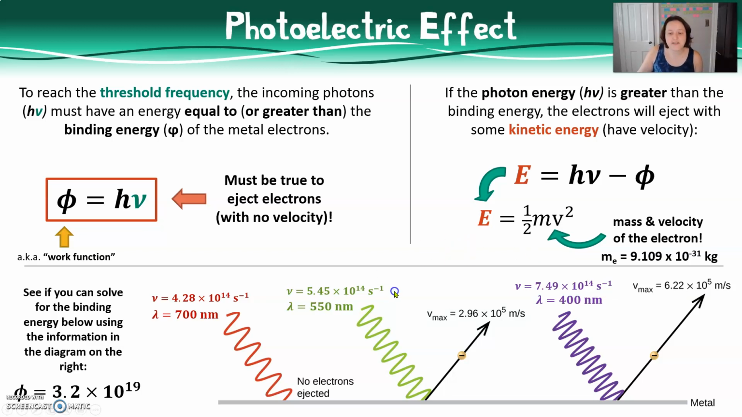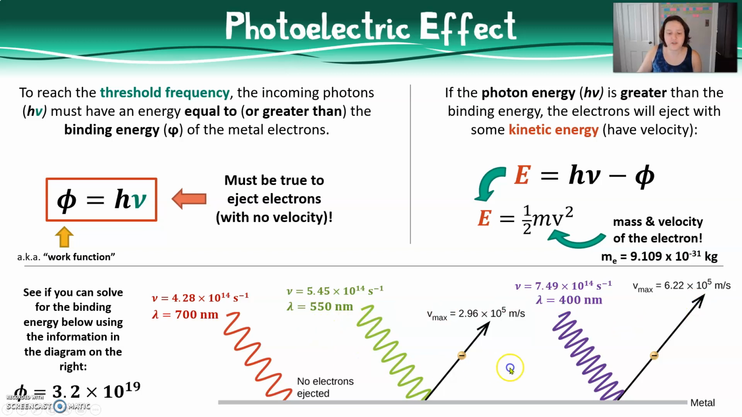Now, at the bottom of this slide, we see several different wavelengths of light directed at a metal surface, and in the case of the red light, no electrons are ejected because the photons do not have enough energy. For the green light, the photons have enough energy to eject electrons and enough leftover energy to give a velocity for the electrons of 2.96 times 10 to the 5th meters per second. In the case of the violet light, which has a shorter wavelength and therefore even more energy, now the energy of the photons is even greater, so electrons are now ejected with an even faster velocity because there's more leftover energy. So this velocity is now 6.22 times 10 to the 5th meters per second.